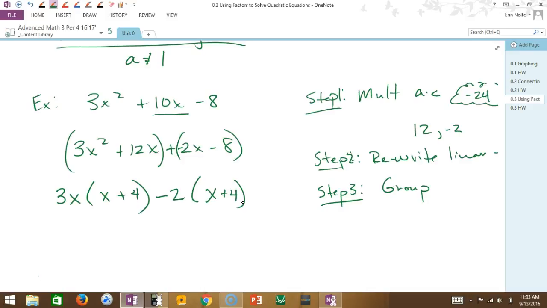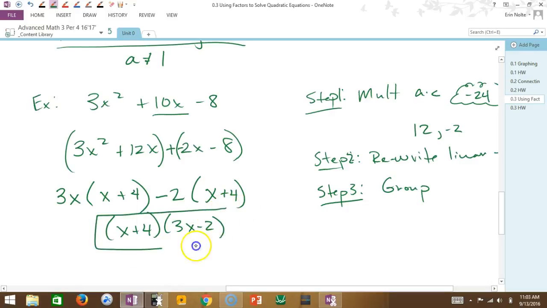Because if these two quantities are not exactly the same, then either I screwed up or the problem is unfactorable. Okay, so once I get to this part, I can just write my two quantities. My first quantity is what you see in parentheses. So what's my first quantity? X plus 4. X plus 4. The second quantity is what you see on the outside of the parentheses. So what's on the outside? 3x minus 2. Okay, so at this point, I am fully factored.